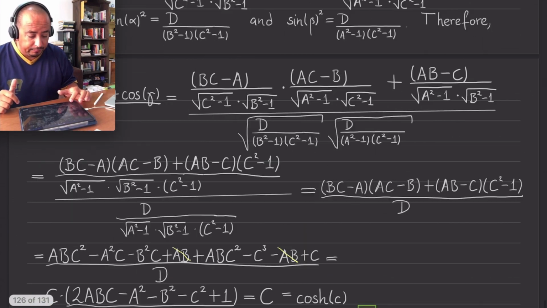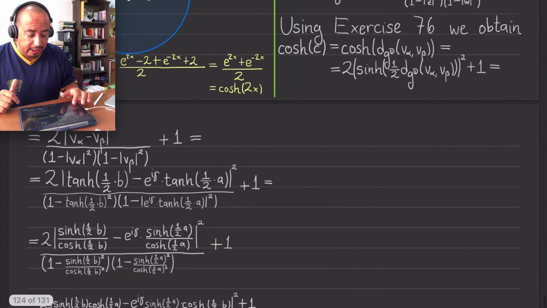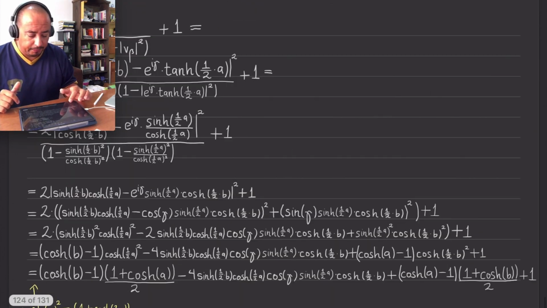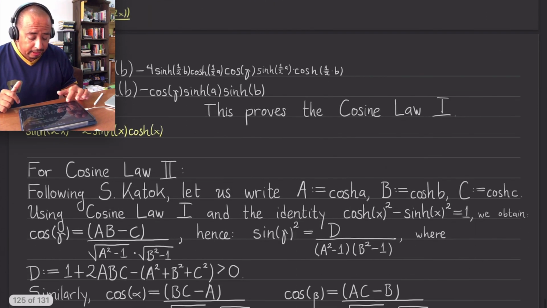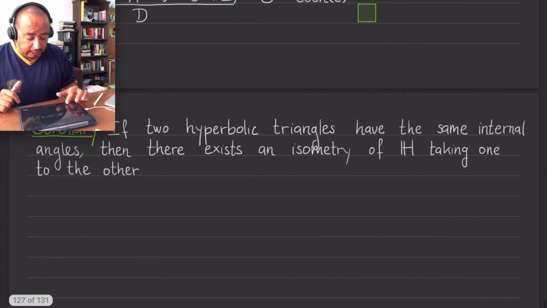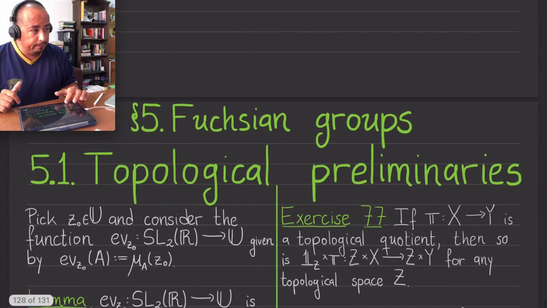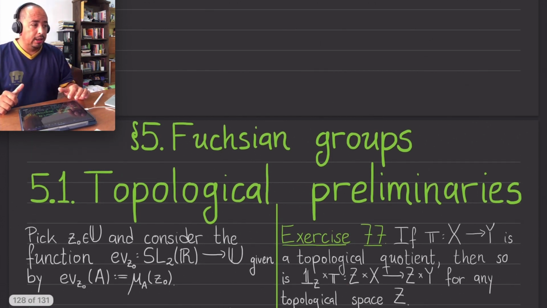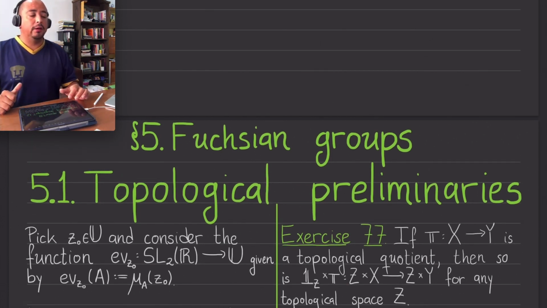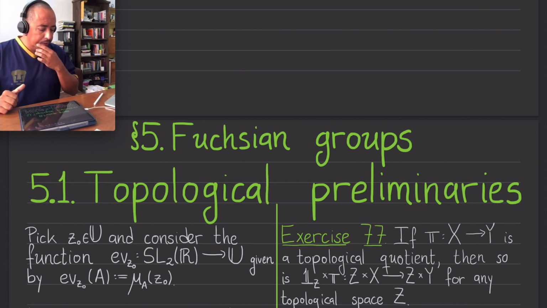So it was a brief chapter about area and trigonometry in the hyperbolic plane. And the next chapter is going to be Fuchsian groups. So, roughly speaking, the subgroups of PSL2R that will allow us to construct hyperbolic surfaces.